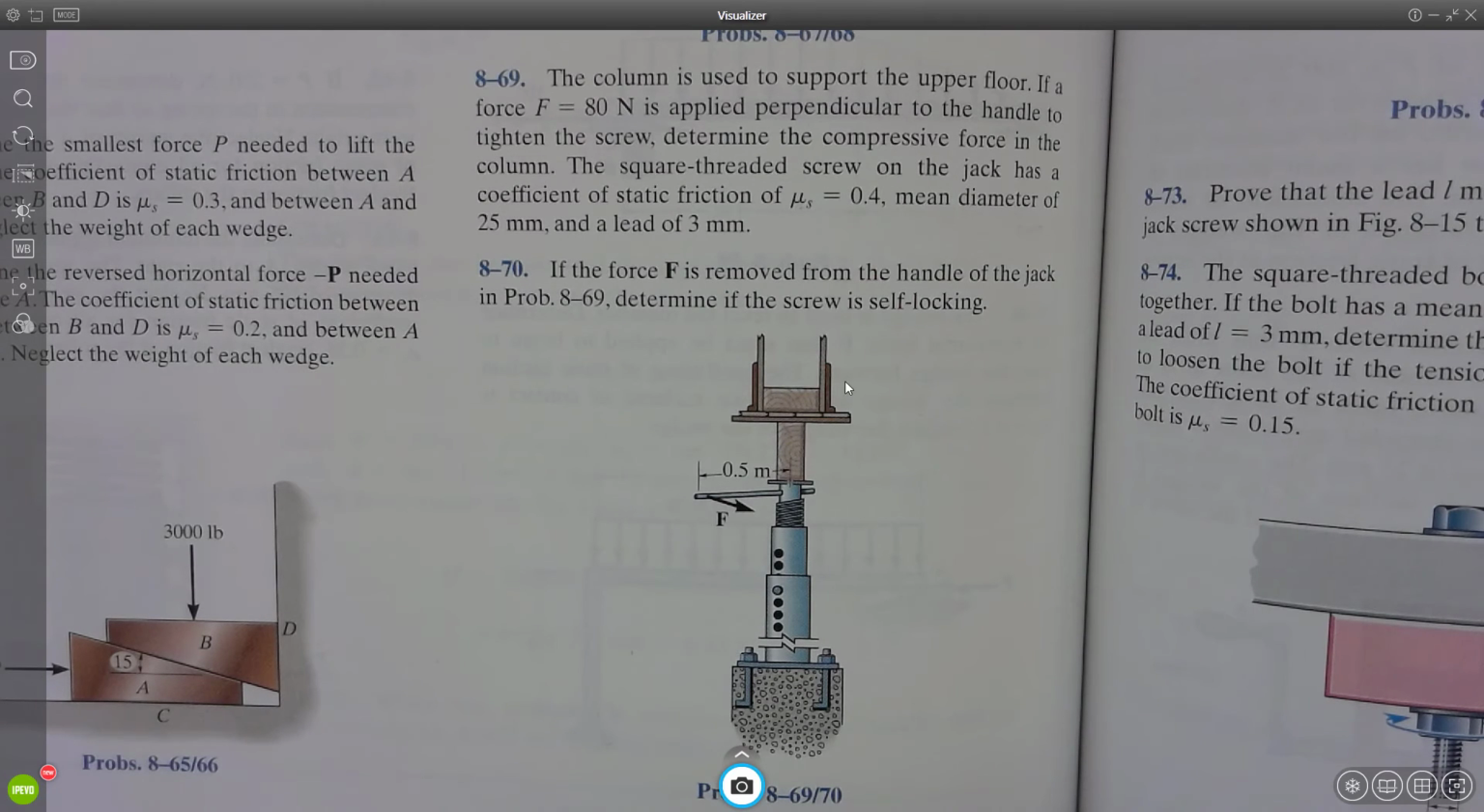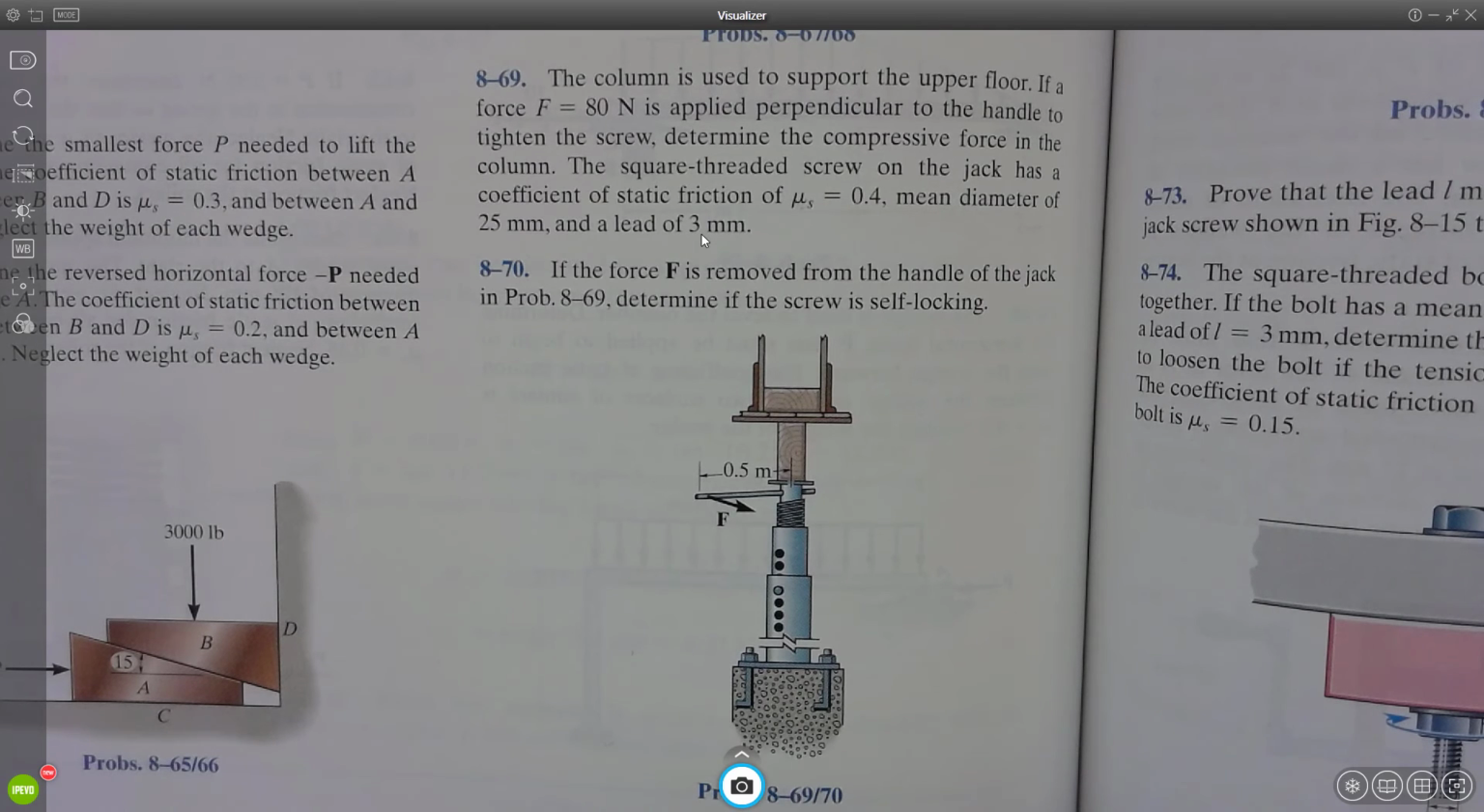That's neat. Okay, so it says the column is used to support the upper floor. If a force of 80 newtons is applied perpendicular to the handle to tighten the screw, determine the compressive force in the column. The square threaded screw on the jack has a coefficient of static friction, mu static, of 0.4. So what does mu static tell us? Phi, right? Phi is going to be the tan inverse of that. The mean diameter is 25 millimeters and a lead of 3 millimeters. So when they tell you the lead, they're telling you the height of the ramp is 3 millimeters, okay? The length of the ramp, in this case, would be what?